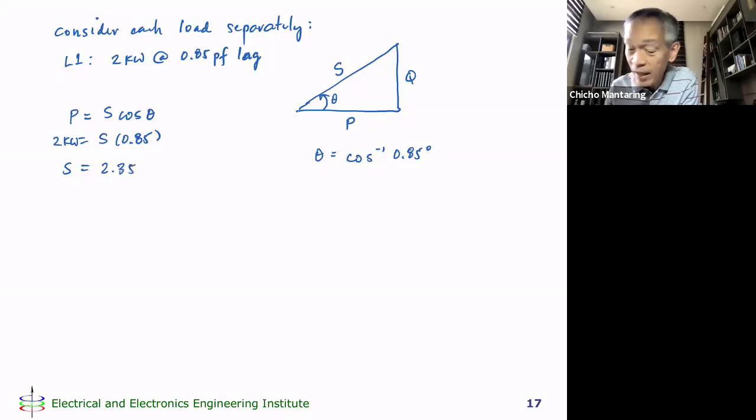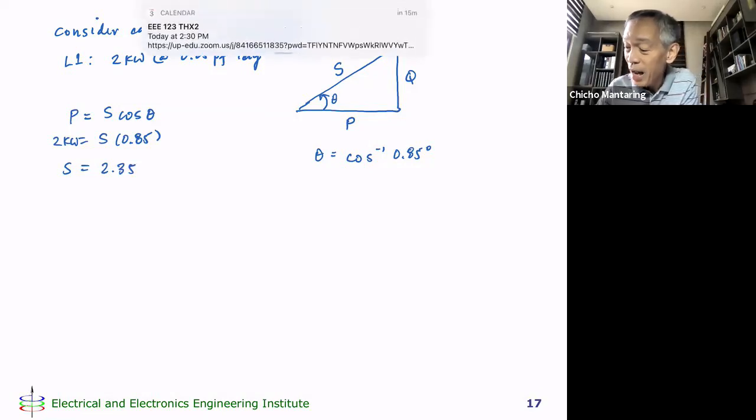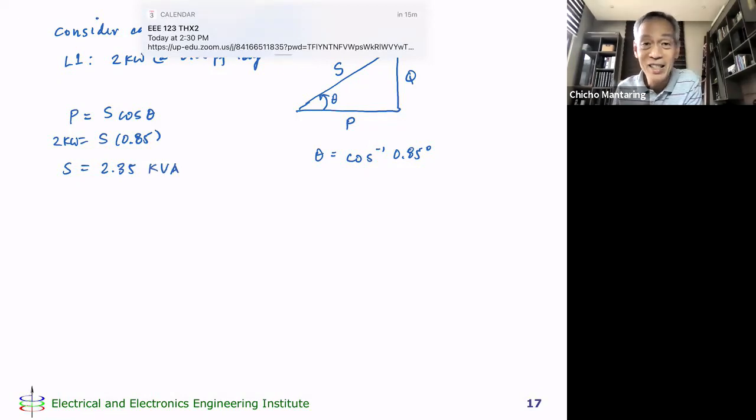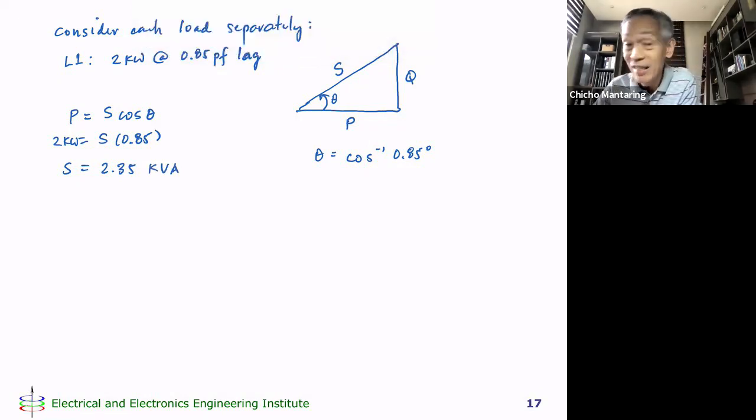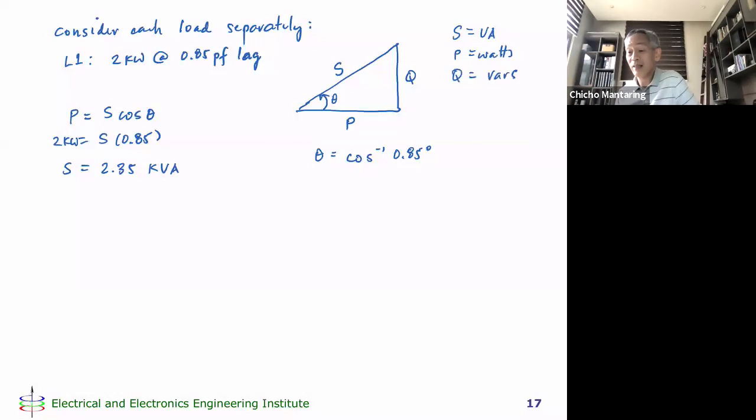This is 2.35. Unfortunately, somebody answered, no, it's not kilowatts. Because S is volt amperes, P is watts, and Q is vars. So this is kVA, kilovolt amperes. Remember, S is volt amperes, P is watts, and Q is vars. Okay, but what is S? S is actually V times I.